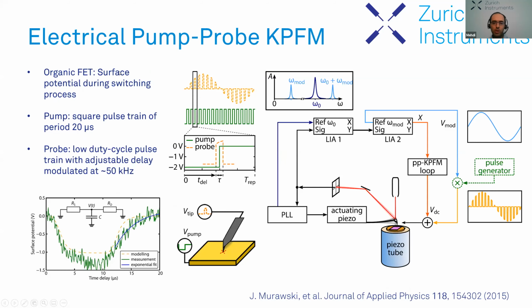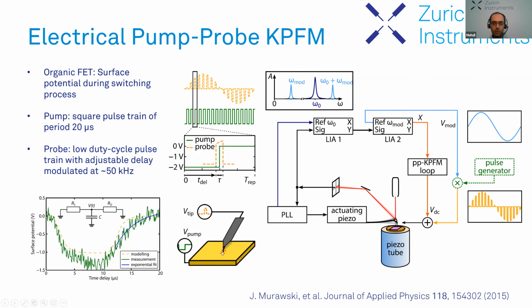So now let's look at one of the typical examples of the electrical pump probe KPFM system. Here, first you have a standard KPFM system. You see the AFM part, you see also the KPFM part. We have a PLL to follow the resonance frequency and so on. So that provides high spatial resolution. Now there is also the electrical pump probe technique here, for which you apply a pump pulse to the sample in this substrate, and also a probe pulse on a conductive cantilever.